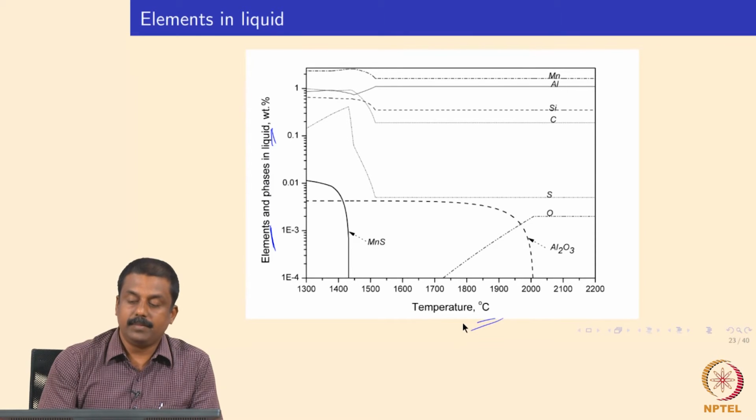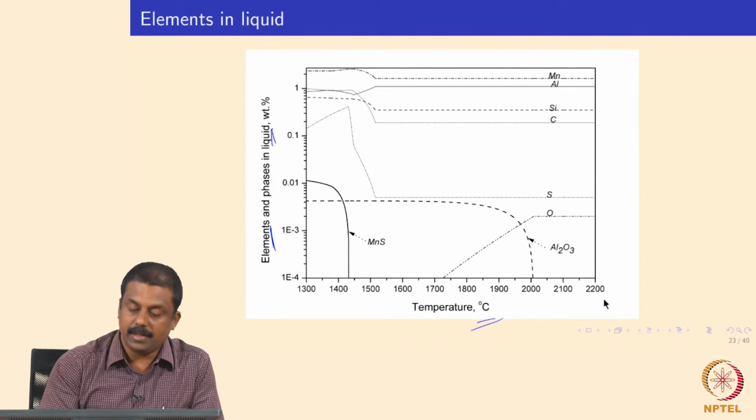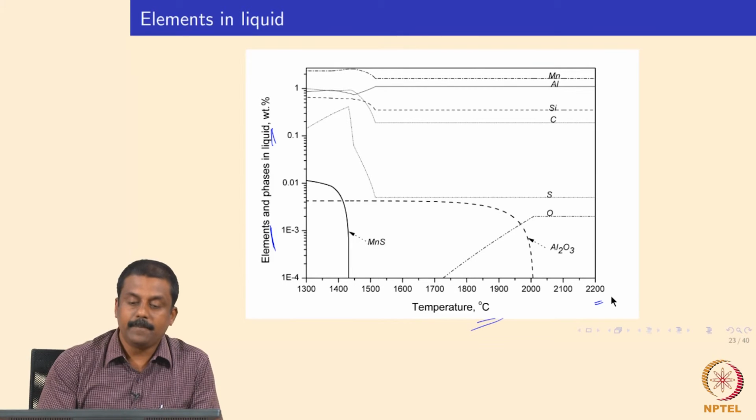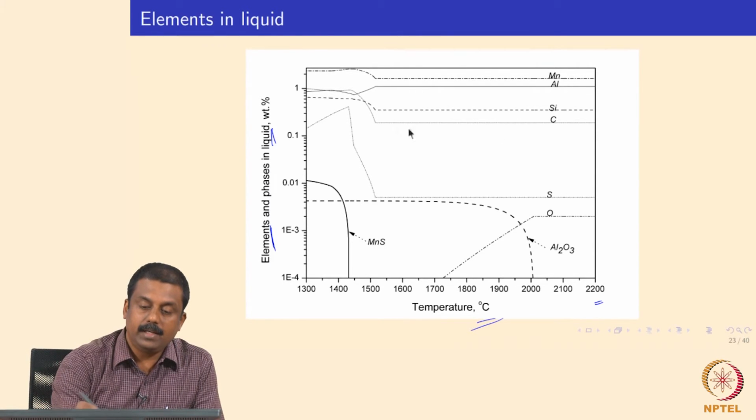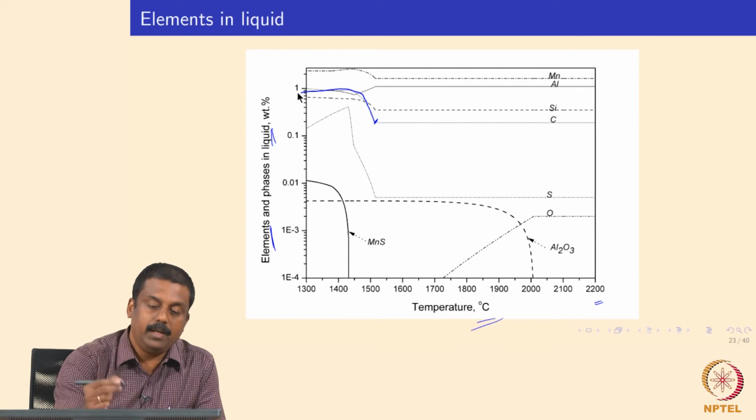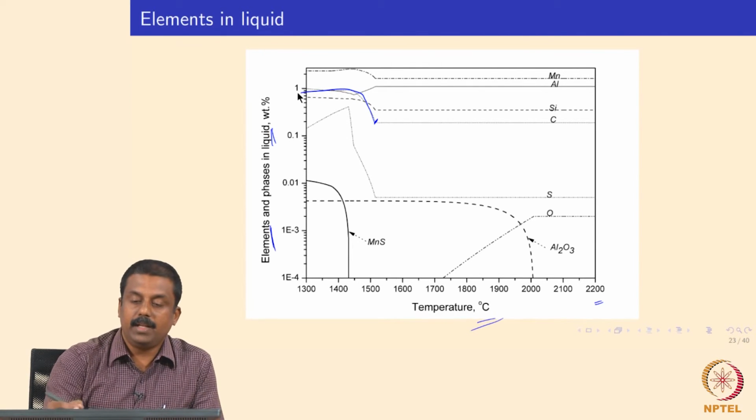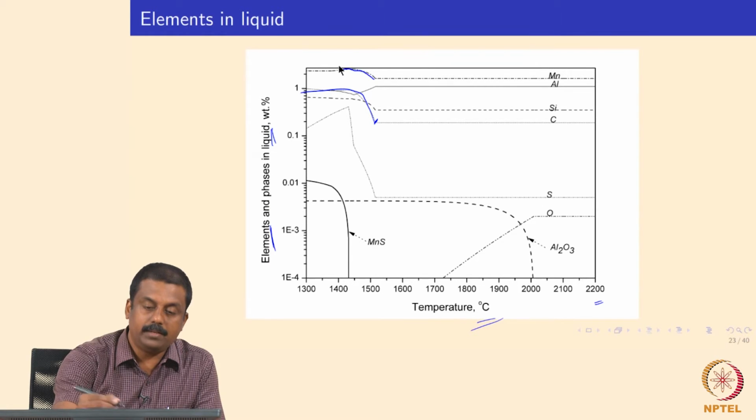If you look at carbon, even starting from a temperature of 2200 degrees centigrade, carbon is present in the liquid, and the moment you have solidification, what happens? Carbon tends to go to the liquid and segregate there. That means that when delta ferrite solidifies from the liquid, it rejects the carbon, partitioning it to the liquid, and because of that you have an enrichment of carbon in the liquid. Similarly, manganese and silicon have a similar partitioning behavior and partition to the liquid.